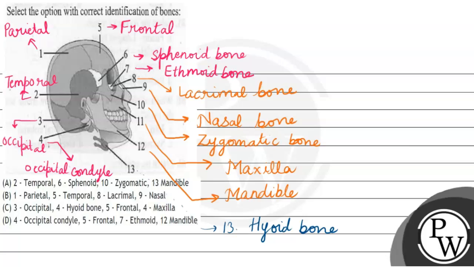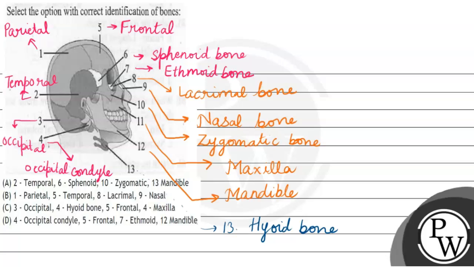For A option, on second number we have temporal bone, which is correct. For sixth number we have sphenoid bone, it is also correct. For 10th we have zygomatic bone, it is also correct. But for 13 we have hyoid bone, but यहाँ पर mandible given है, therefore A option is incorrect.